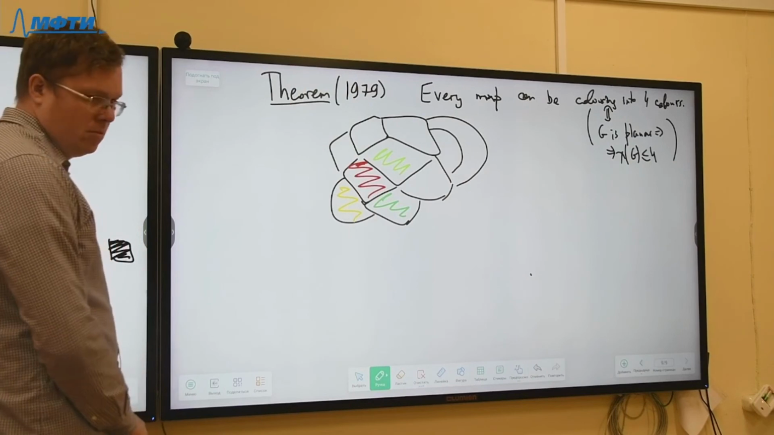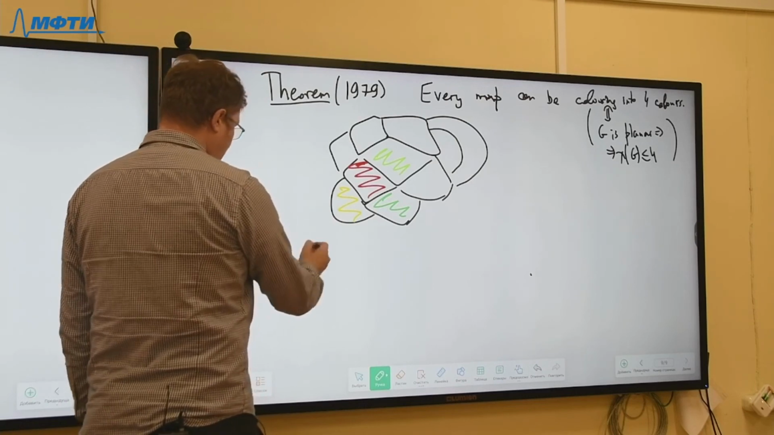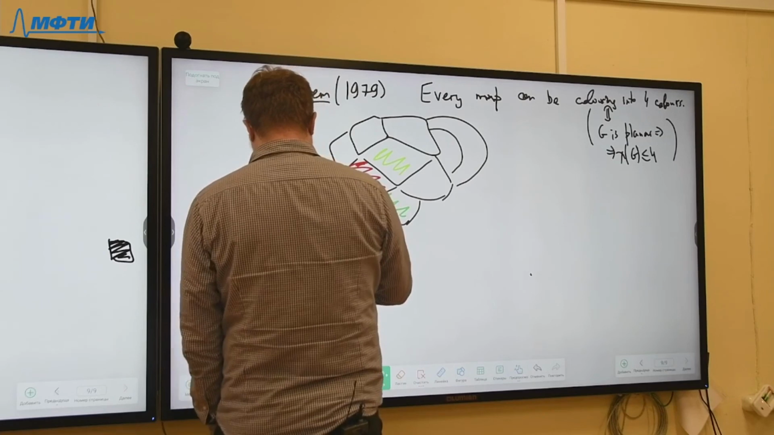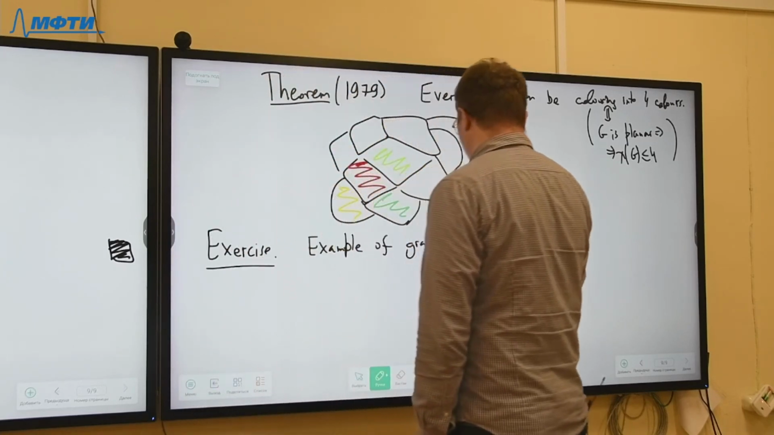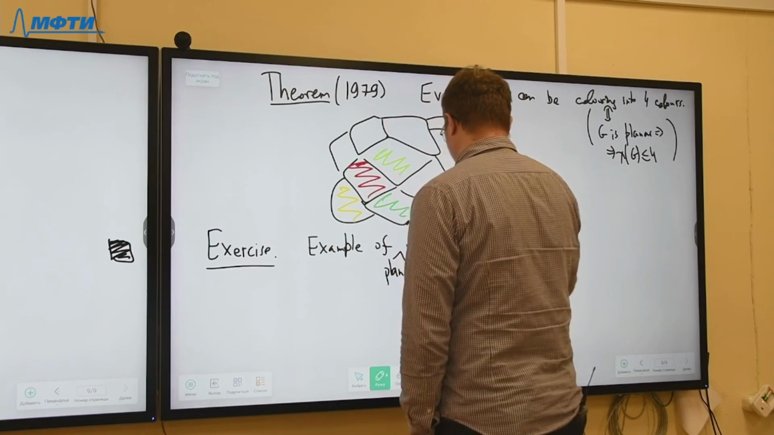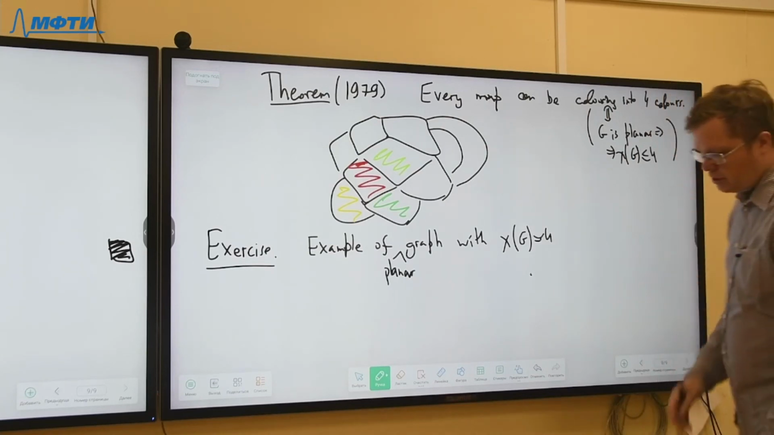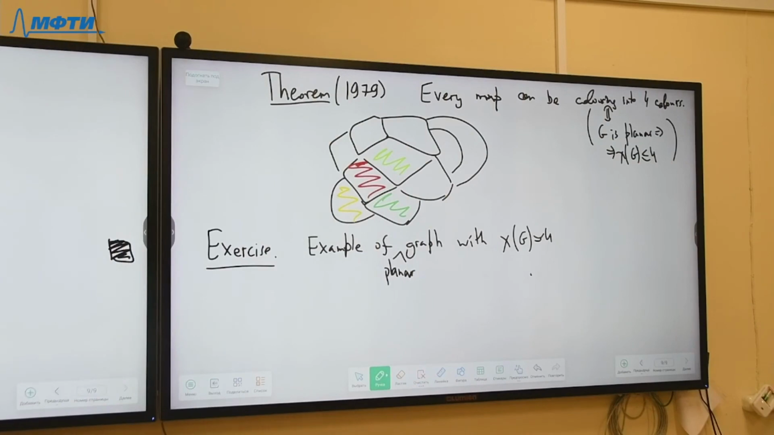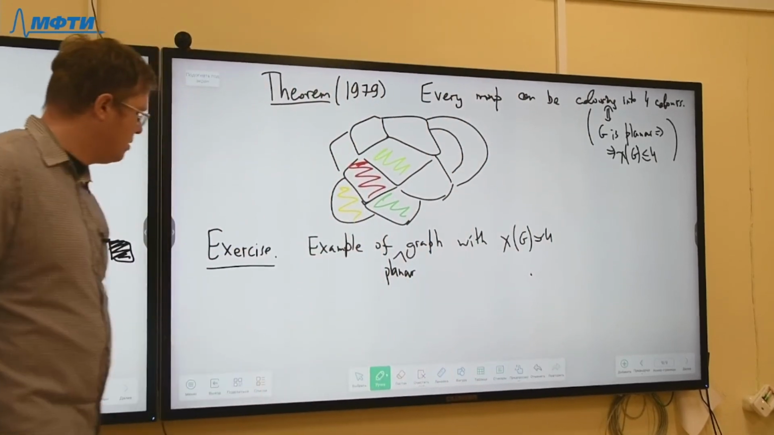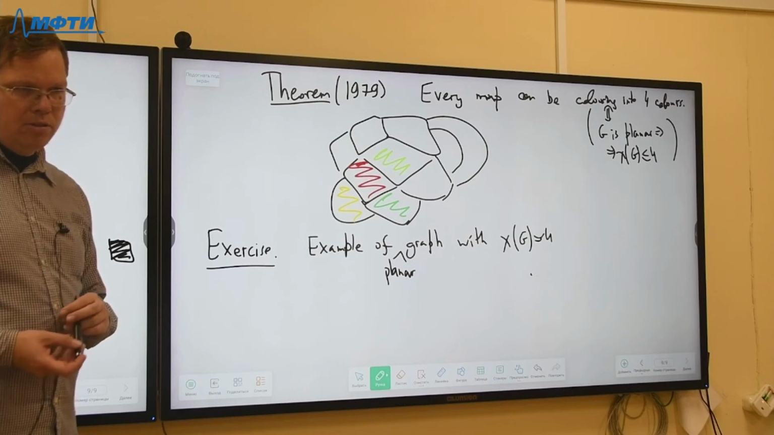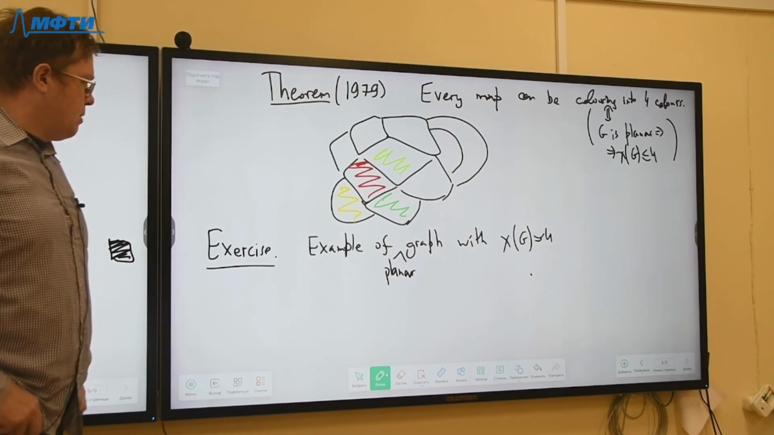So maybe as the next step, can you provide a map, or an example of a planar graph with chromatic number exactly four? Because we just want to make sure that we cannot use a better upper bound here, so four is good, and we can have planar graphs with chromatic number equal to four. Can someone provide an example of a planar graph with chromatic number equal to four?